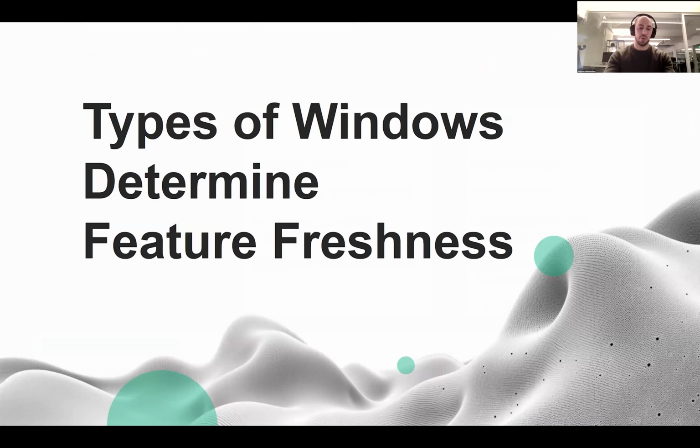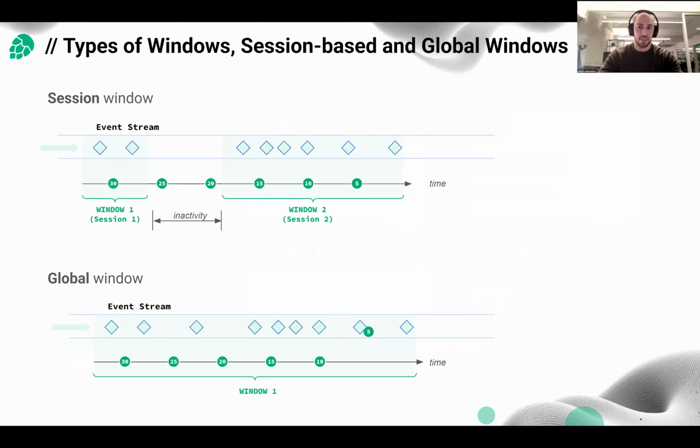Yeah. So something that we need to take into account is that the types of windows, or the way we configure our window-based aggregations, determine feature freshness in the end, which is what we are targeting in this session. So we have different types of windows, as you know.